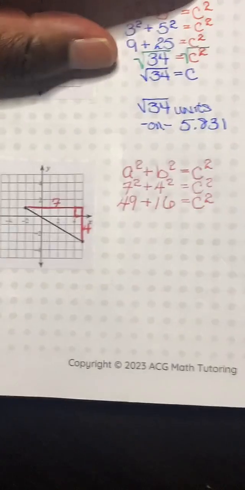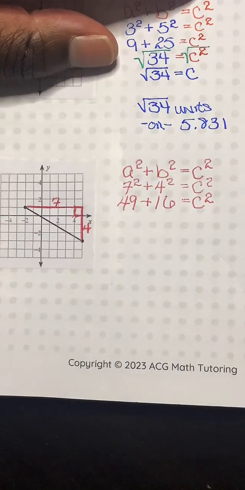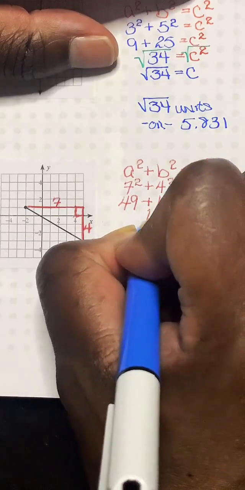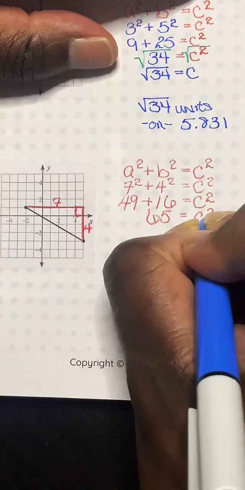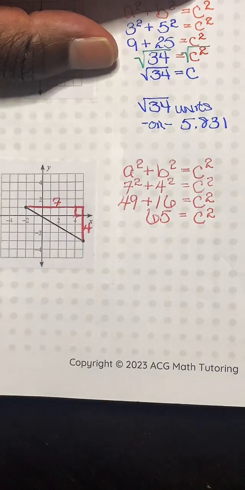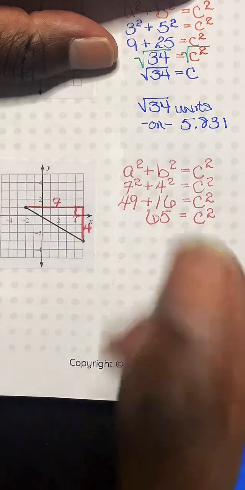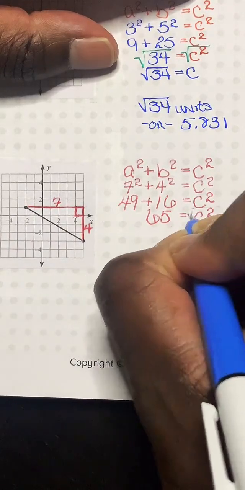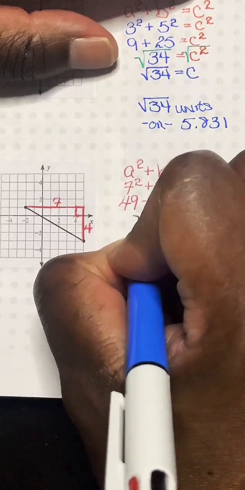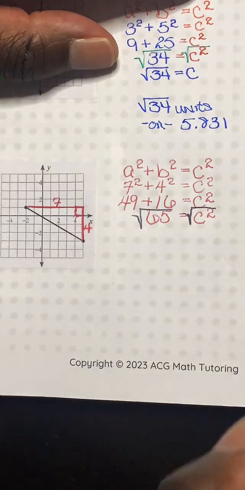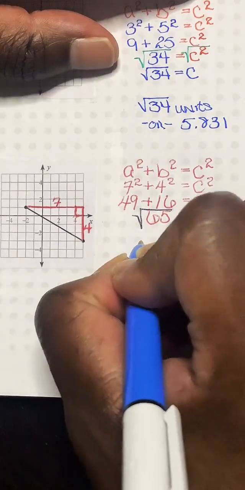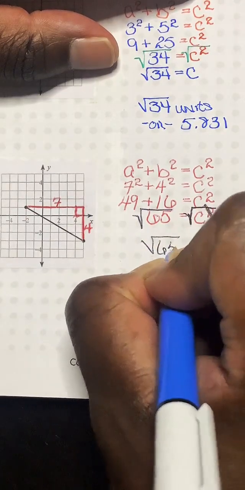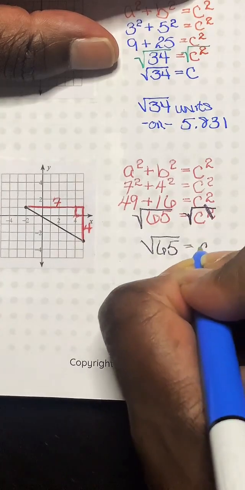All right, how are we feeling? So if we got our 49 plus our 16, that gives me 65. And 65 is equal to c squared. So in order to get rid of the square, we have to do the inverse, which is our square root. Squares and square roots, they're inverses of each other. So now we have the square root of 65, and that's going to equal our c.